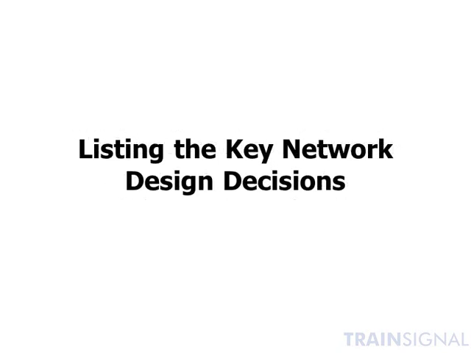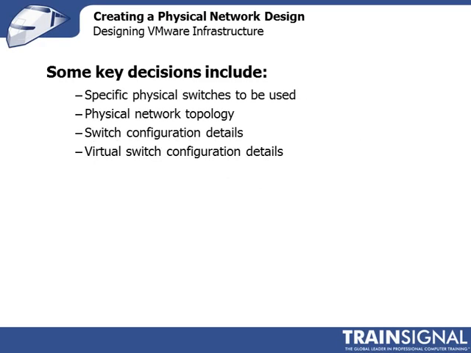I dare say that it would be virtually impossible to list all of the possible design decisions that come into play in any area, whether that be networking, storage, or compute, but here are a few key decisions that you'll want to be sure to include and specify and describe in your physical network design. You will want to be sure to list the specific physical switches that you are going to use. That would include the model and the configuration of these switches.